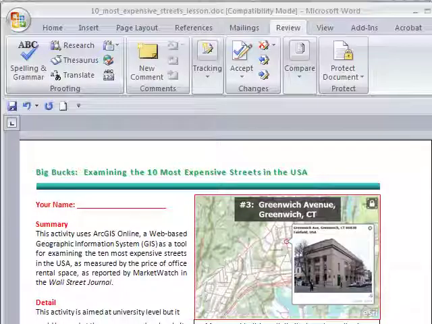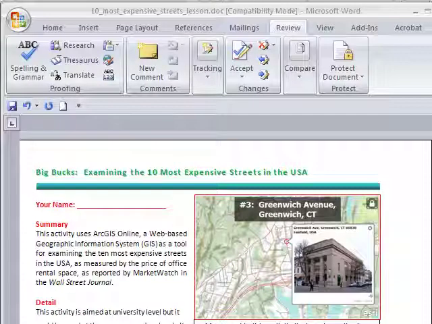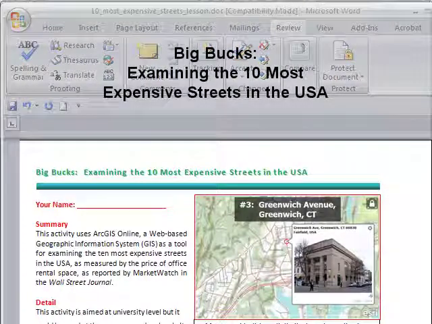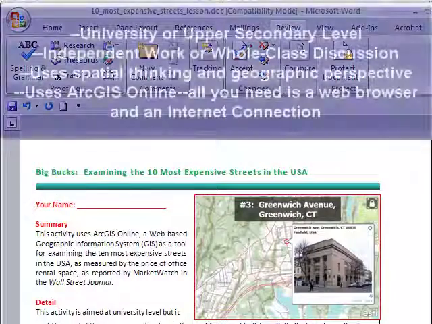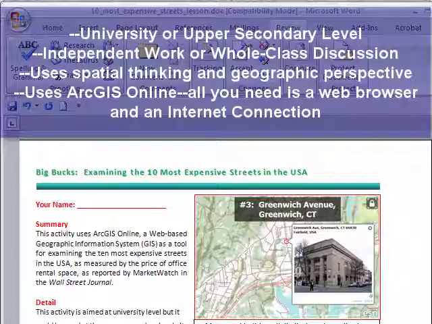Let's dig into this lesson, which I've entitled Big Bucks, examining the 10 most expensive streets in the USA. As I mentioned, this activity uses ArcGIS Online, a web-based Geographic Information System, or GIS, as a tool for examining these 10 most expensive streets in the USA, as measured by the price of office rental space as reported by MarketWatch in the Wall Street Journal. This activity is aimed at university level, but it could also be used at the upper secondary level.